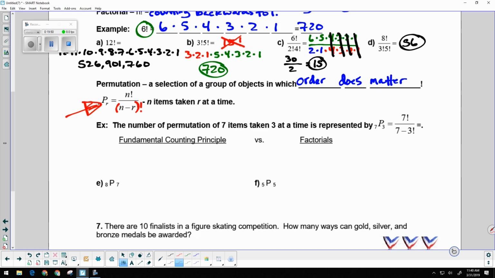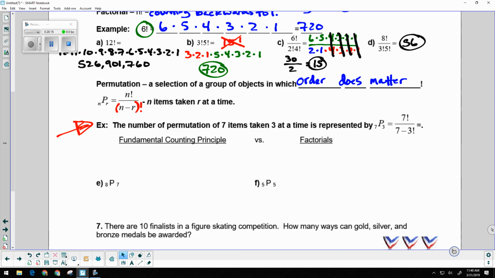Now, n and r. n is always bigger than r or they're equal. r is never going to be bigger than n. They could be equal, but n will be bigger or equal. n is always the total number of items, but sometimes we don't use all the items. Sometimes we only use a handful of them, and that's what r is. So let's look at this example.